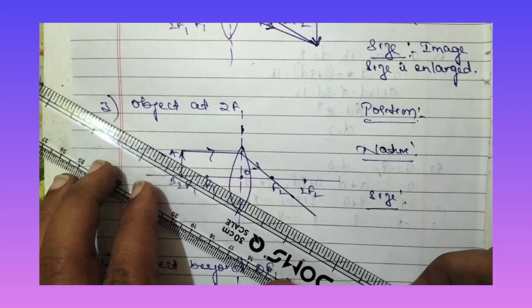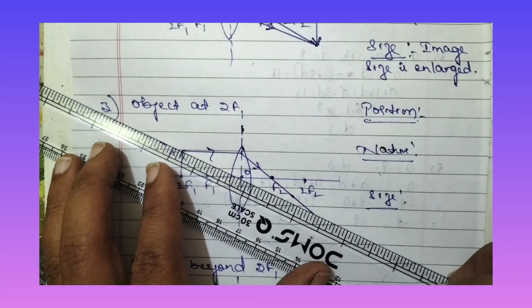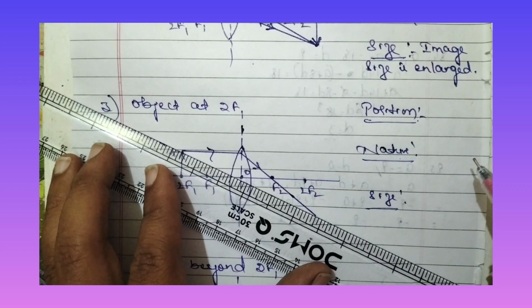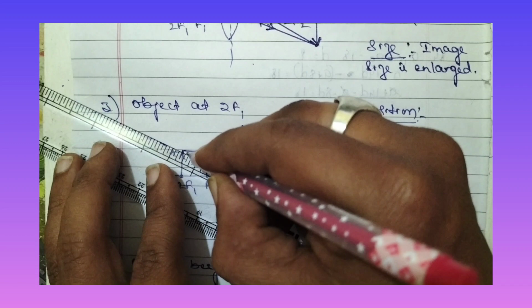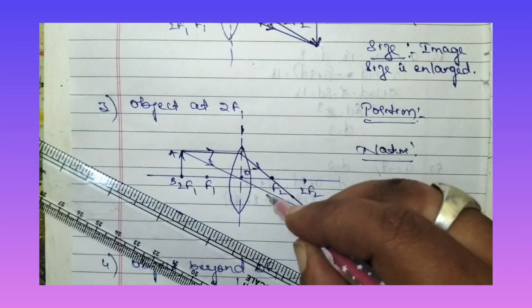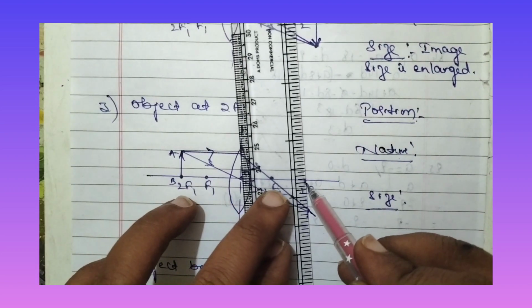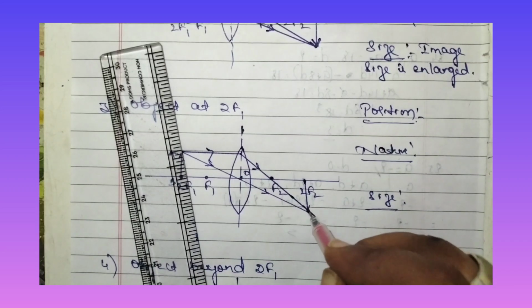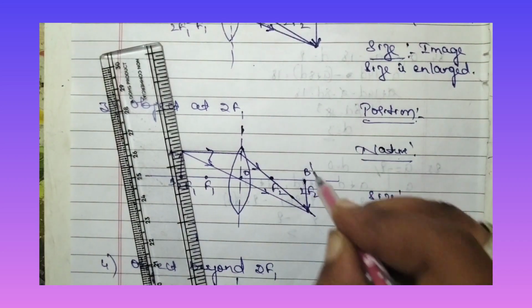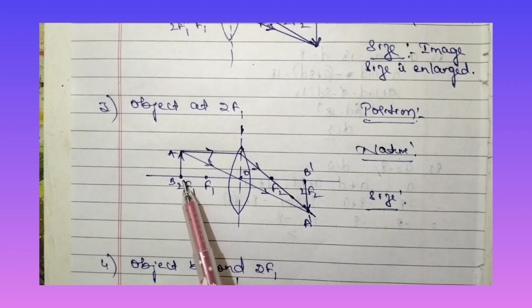Now the light ray which passes through the optic center will never get deviated. So it passes through the optic center only. Where the two light rays meet, there the image is formed. Therefore the image is formed at 2f2. So this is B dash and this is A dash. So if the object is kept at 2f1, the image is formed at 2f2.